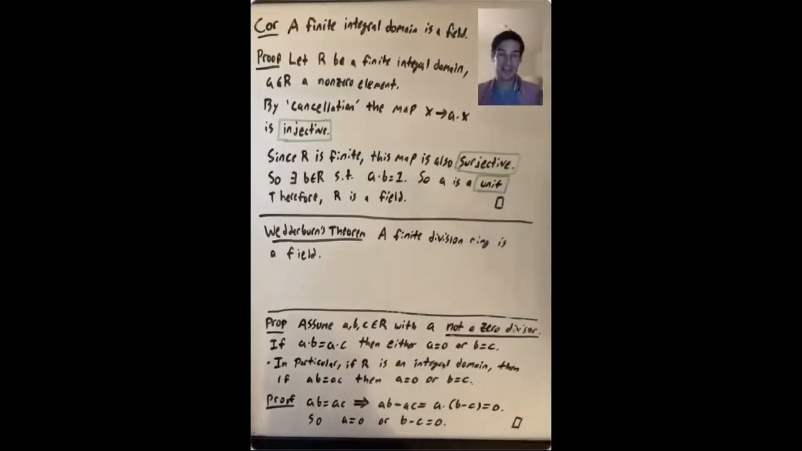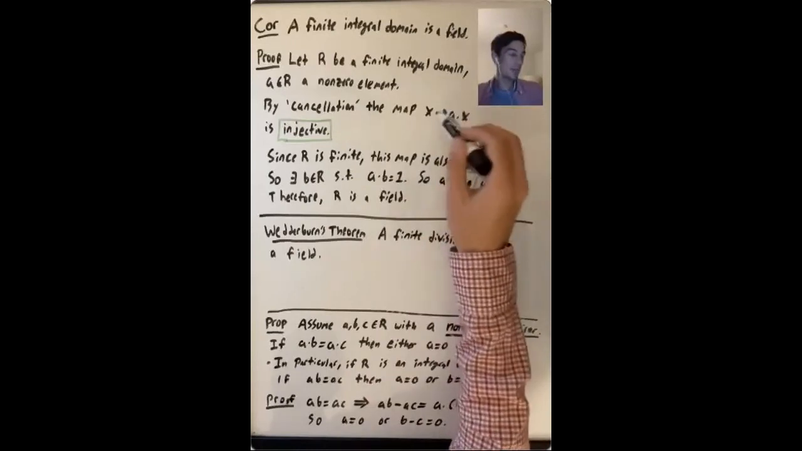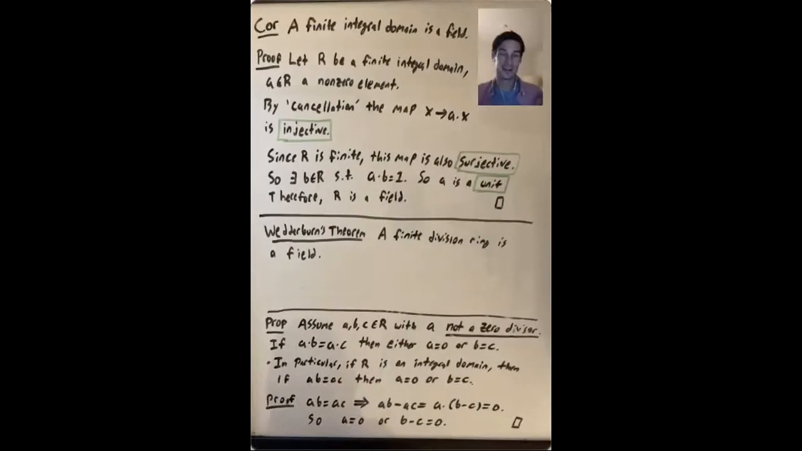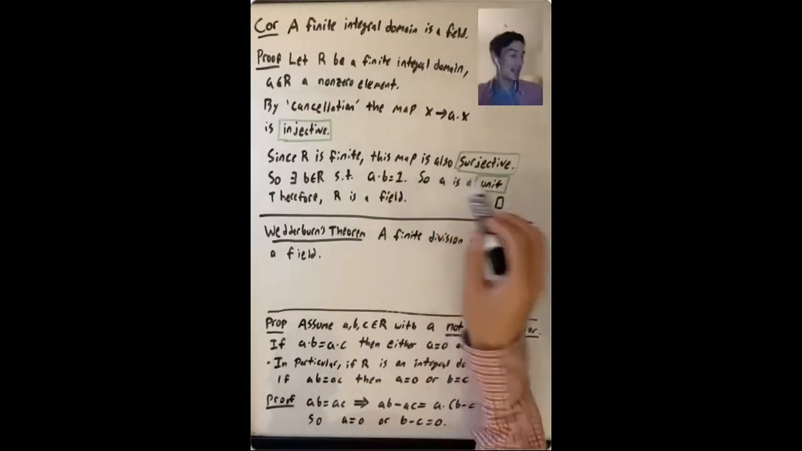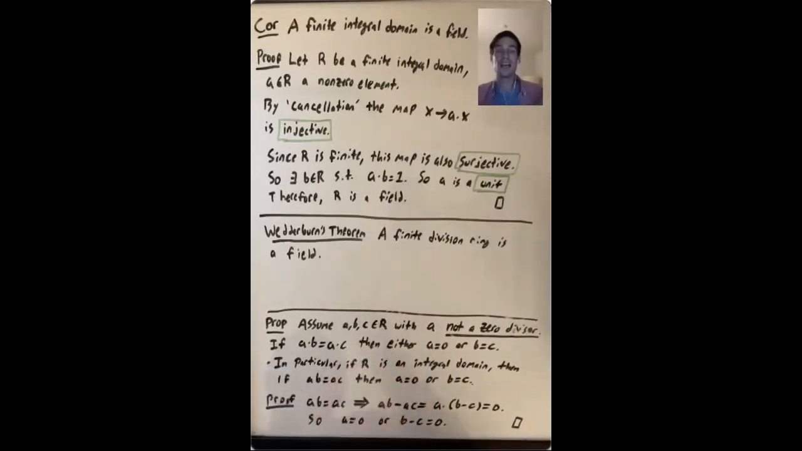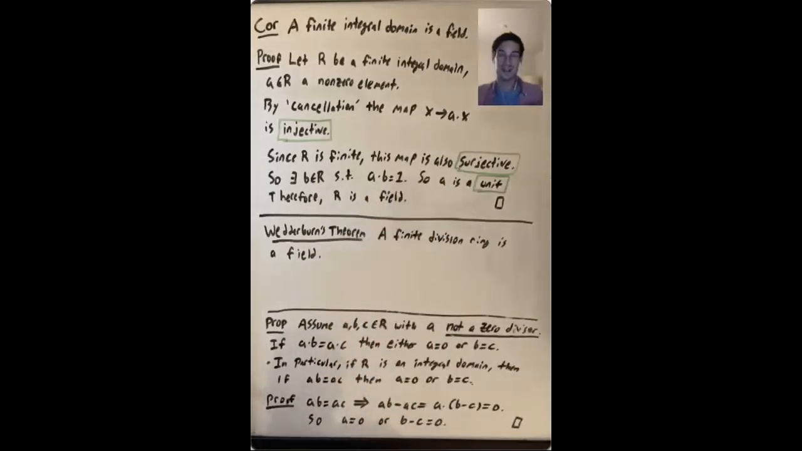So what does that mean? There exists a B in R such that A times B equals 1, because something is mapped to 1 by this map. So that says that A is a unit. A times B equals 1. Because it's an integral domain, B times A automatically also equals 1. Therefore, R is a field. So this is a problem that comes up fairly frequently, so you should remember this argument.